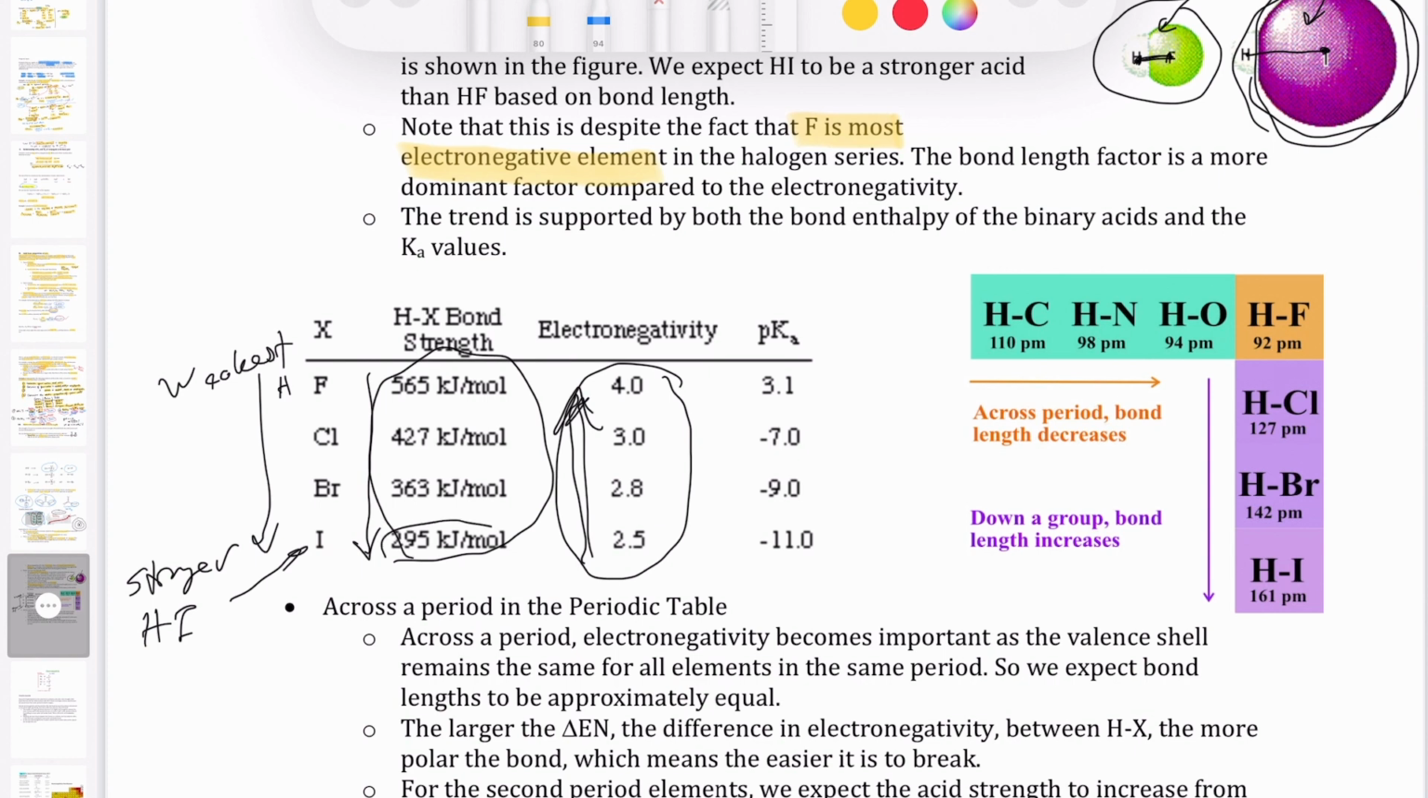You can see it in the bond strength. So the bond strength itself, the weakest bond is HI, so 295 kilojoules per mole. HF has the strongest bond. So in fact, that size just overpowers electronegativity. We see it in the Ka, of course, which in this case is expressed as pKa.